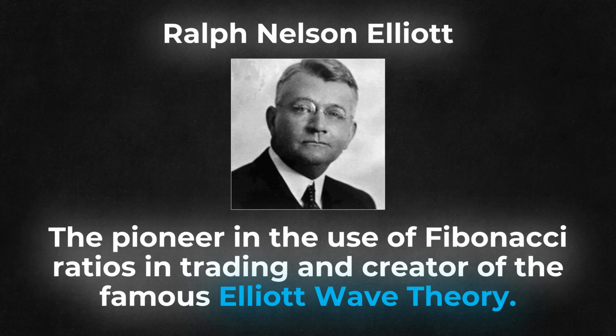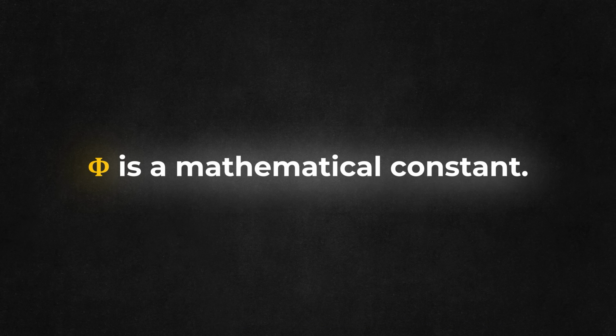The golden ratio is known as a mathematical constant. The reason the golden ratio and other Fibonacci ratios began to be used in trading is because mathematical constants capture some sort of fundamental feature of reality.